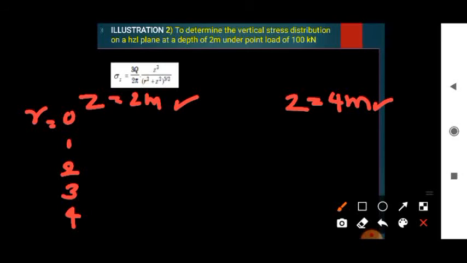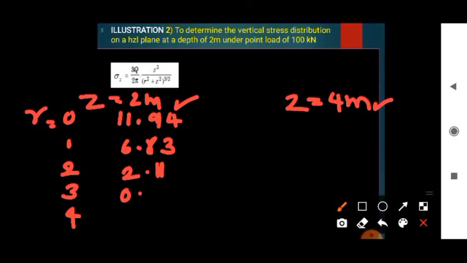For z is equal to 2 meter depth, the values of sigma z are 11.94, 6.83, 2.11, 0.63, 0.21.